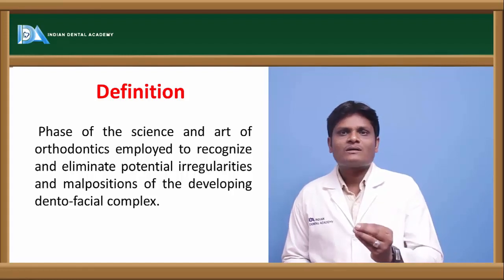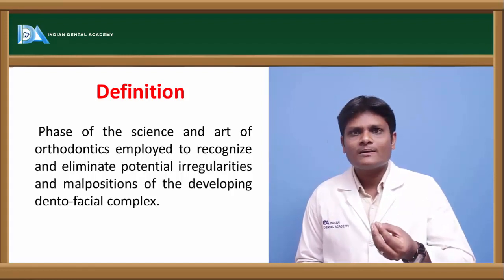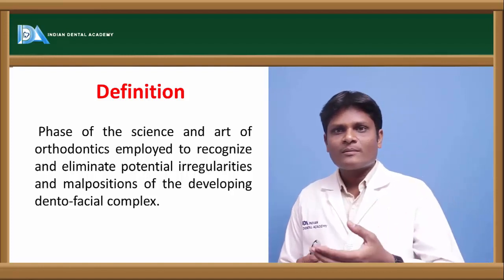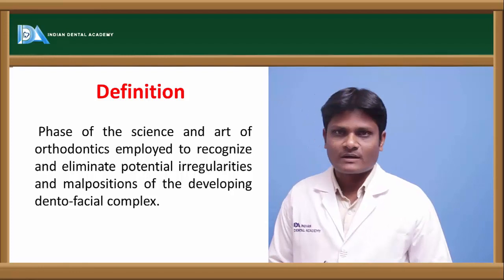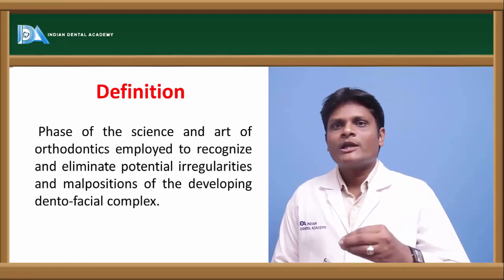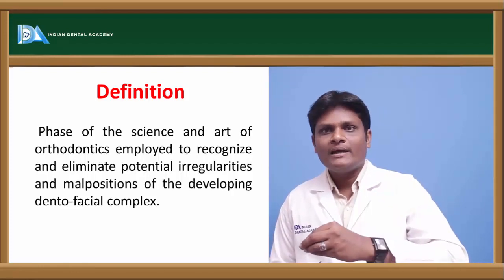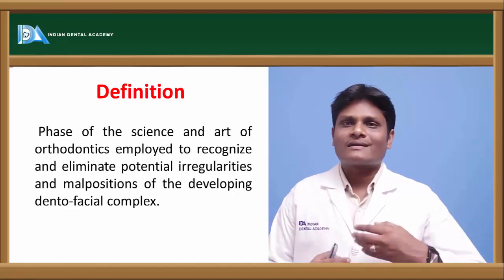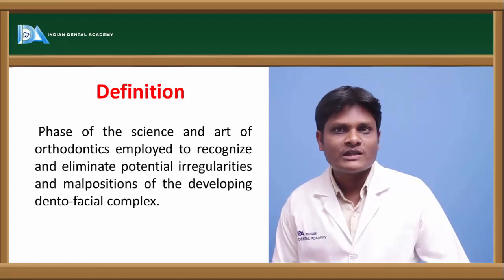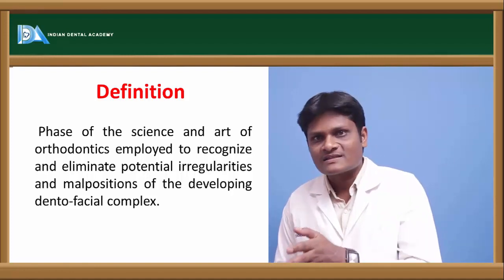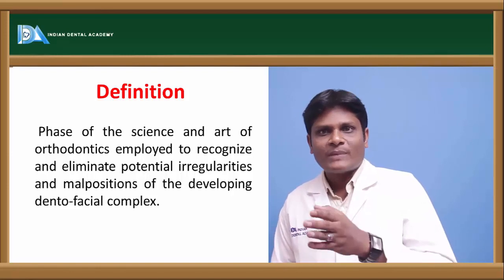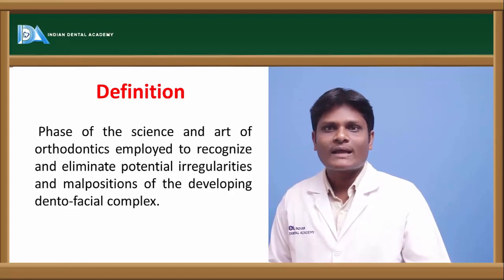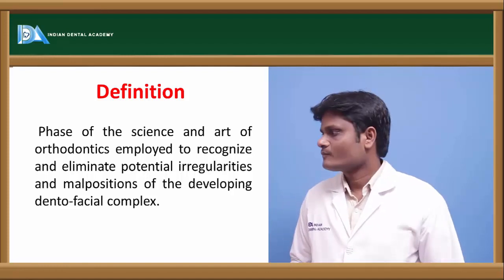So, interceptive orthodontics is nothing but all the procedures that are carried out to prevent a malocclusion from progressing into a more complex one. That means an individual might have a mild amount of malocclusion and we are recognizing it at an early stage of development and taking all the necessary steps to prevent this malocclusion from progressing into a more complex one. This is called interceptive orthodontics.